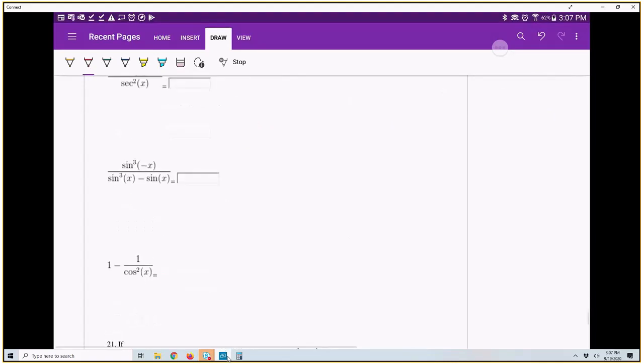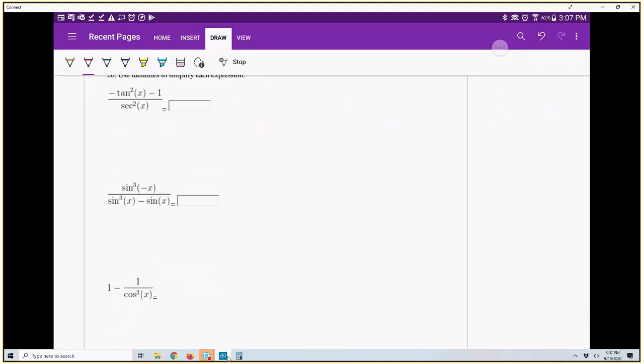There are a couple more problems. So the next one is negative tangent squared x minus 1 over secant squared x. So just factor out the minus, so you get tangent squared x plus 1 over secant squared x. So this is minus secant squared x over secant squared x, and that's negative 1.